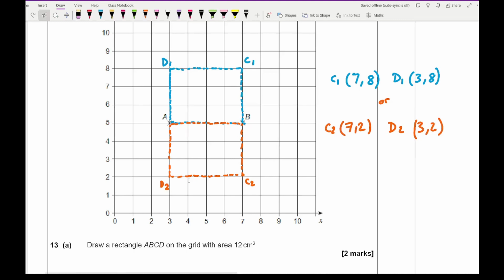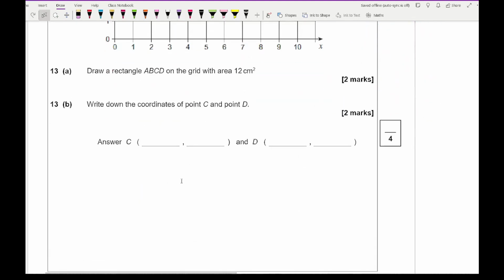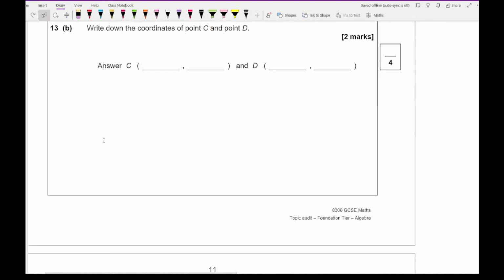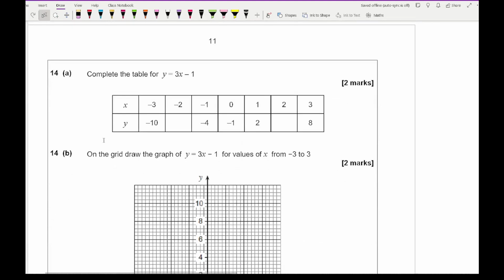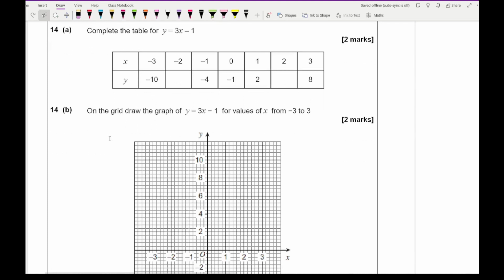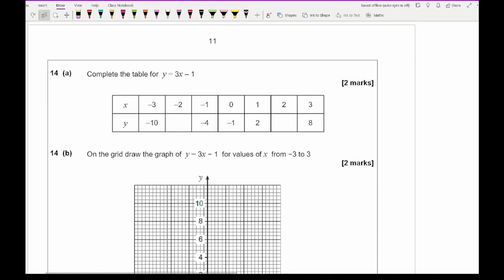And there we go. So any of those two pairs will be good enough for your answer for 13b. Moving on to 14a, it says complete the table for y equals 3x minus 1. So for this, what we need to do is substitute the x value into the formula to then get the respective y value. So for this one here, it's going to be 3 times minus 2, which is minus 6, take away 1, which is minus 7.